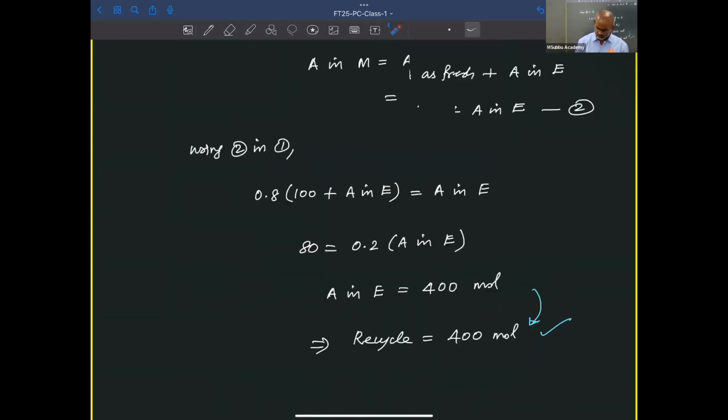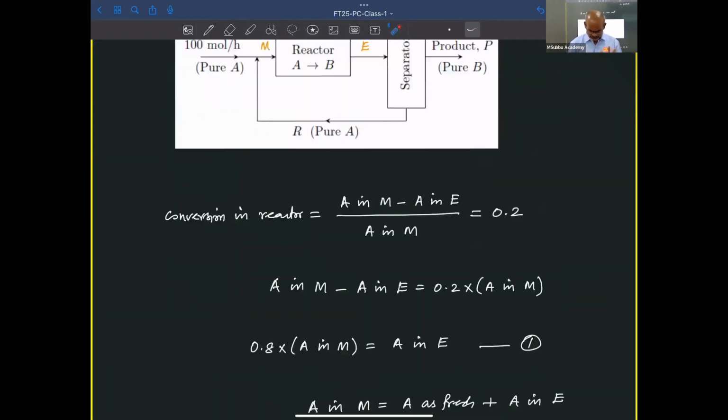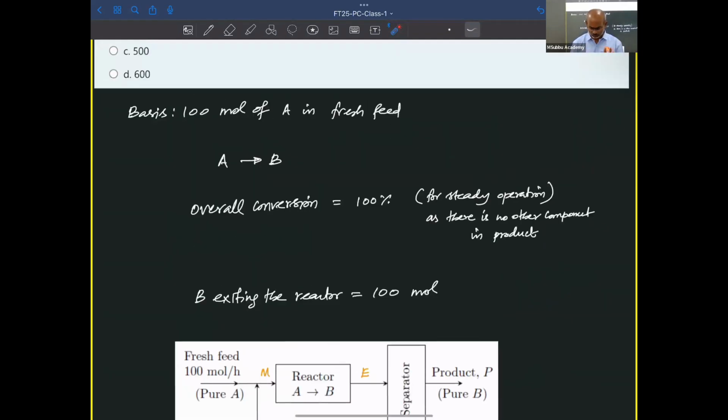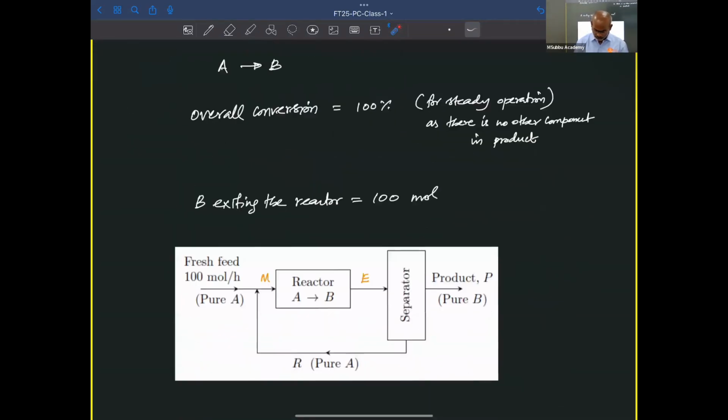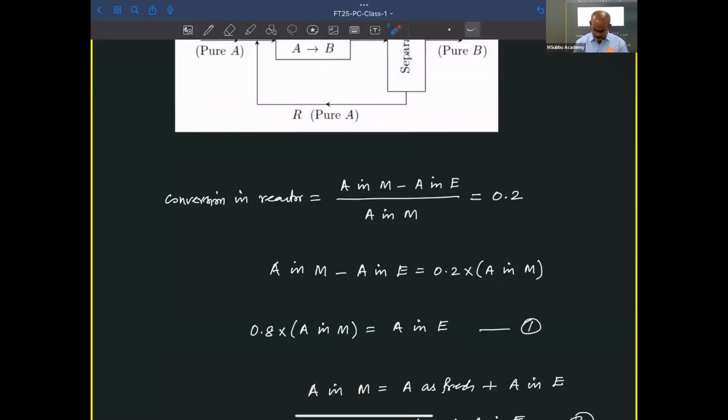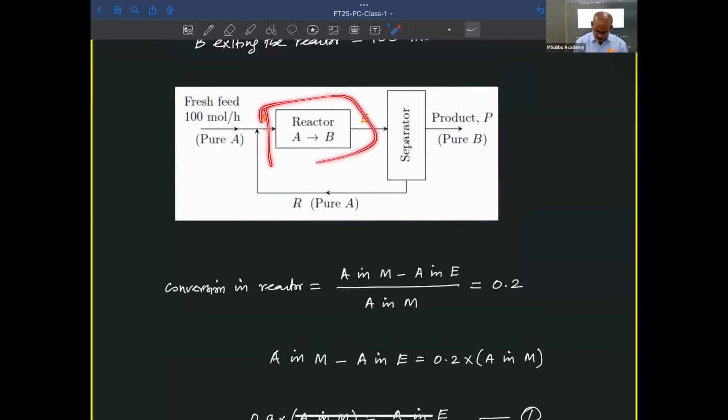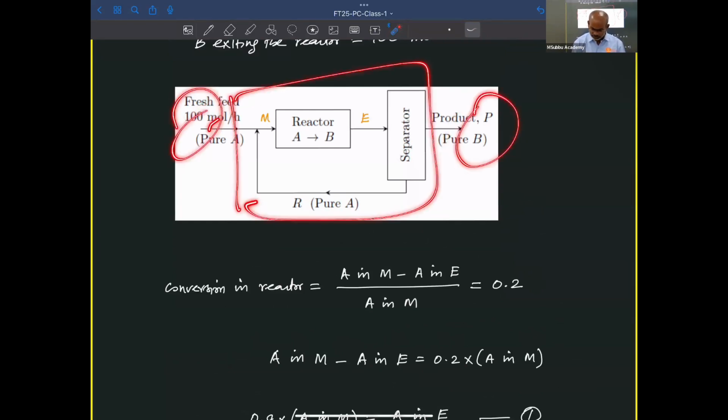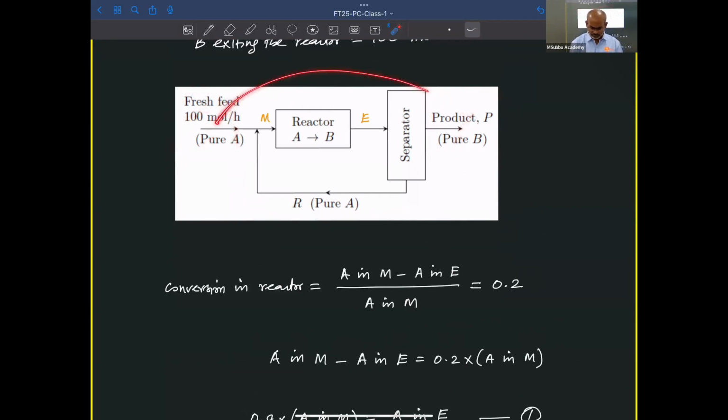The understanding required is what single pass conversion and overall conversion are, and how to interpret them. Single pass conversion means conversion around the reactor, and overall conversion is this overall boundary. So overall conversion you can simply say is 100%, because 100 moles is entering and all the things are going to come out. Since there is no A coming out, all the A has been utilized and is turning simply into product B.